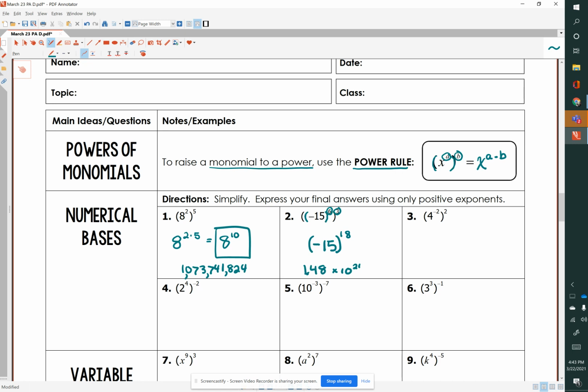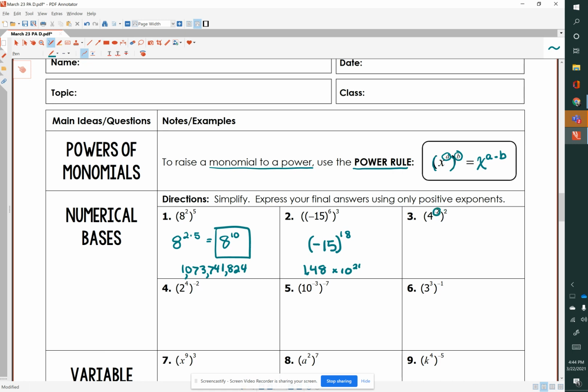Now, if we didn't have those parentheses, what would happen is this 6 would only apply to the 15. In some cases, that can really change things. So you have to watch out for the parentheses because sometimes they include a negative sign. You also have to use the parentheses carefully because you want to make sure that you are raising a power to a power.